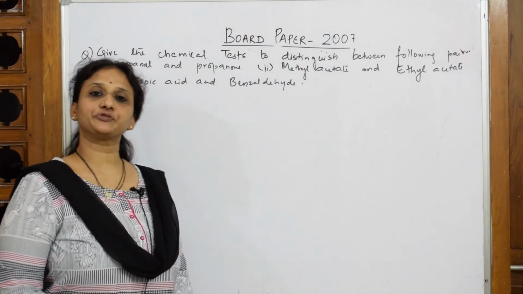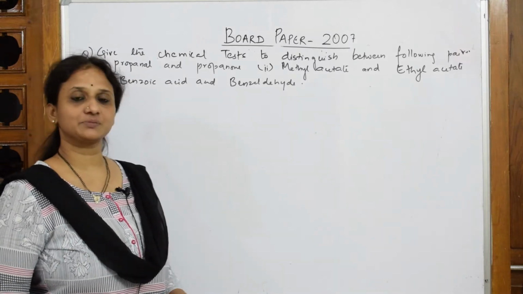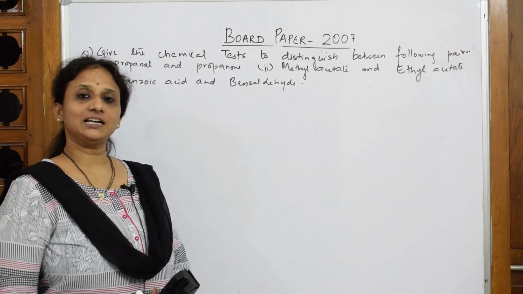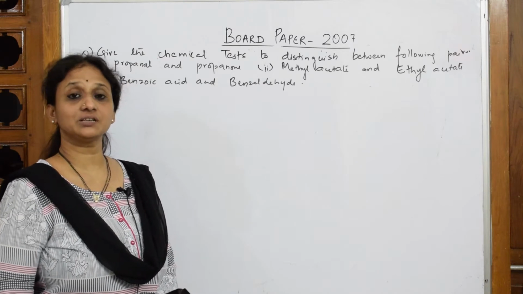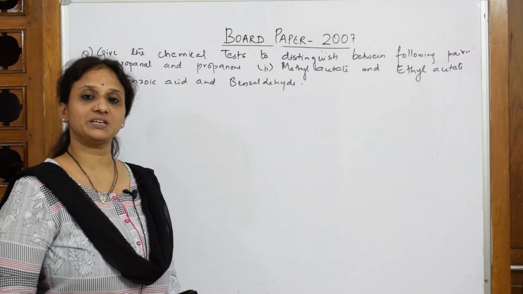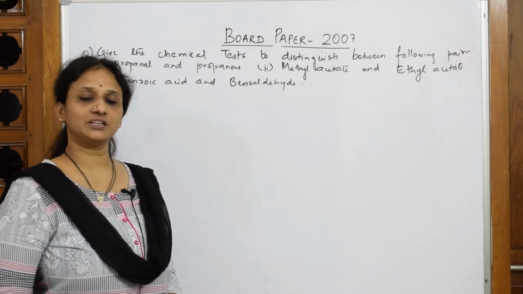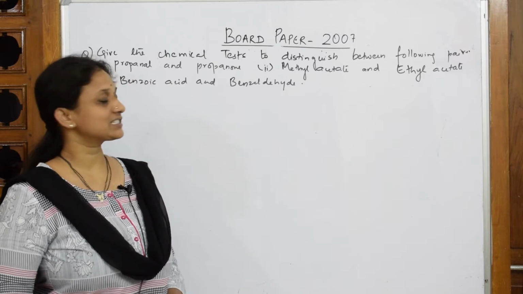Back to one more session of your Aldehydes, Ketones and Carboxylic acid board papers. So let us start with this board paper. In your Aldehydes, Ketones and Carboxylic acid chapter, distinguishing tests are very important. Identification type questions, distinguishing tests, and complete the following reactions are very important. So let us start with this question.